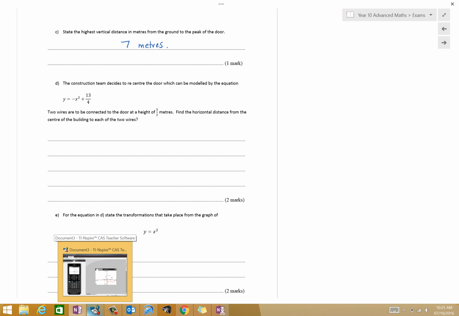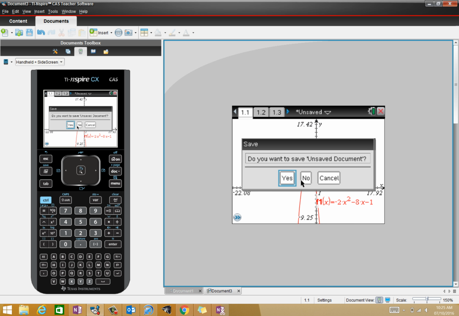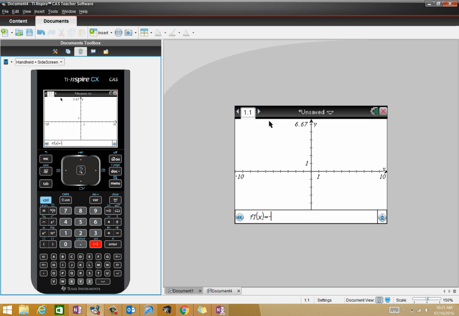Now, the construction team decide to recenter the door, which can be modelled by the equation minus x squared plus 13 over 4. So instead, what they're doing is they've got a graph which looks like this. Minus x squared plus 13 over 4. There you go. Now this is what the door looks like now.